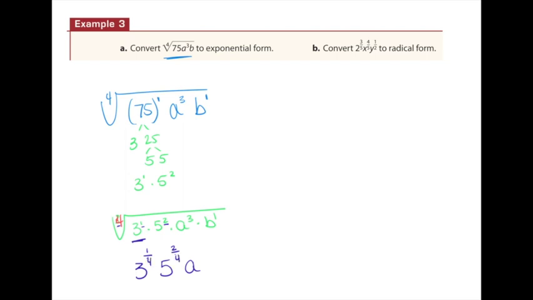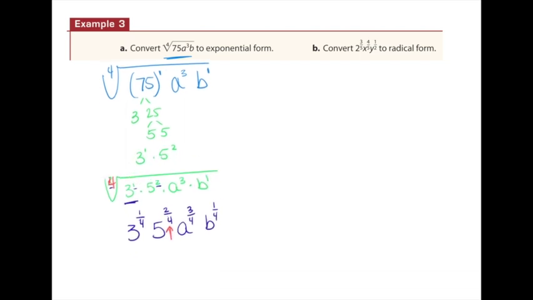We're going to reduce that one right there. A is 3 over 4 and B is 1 over 4. Now here's the thing. If I can reduce it, I will. There's only one of those that reduces. So I am going to reduce that 2 over 4. I don't want to leave it like that. So I'm going to say 3 to the 1/4, 5 to the 1/2, A to the 3/4, B to the 1/4. And that's how I would write it in fractional exponents. All right?